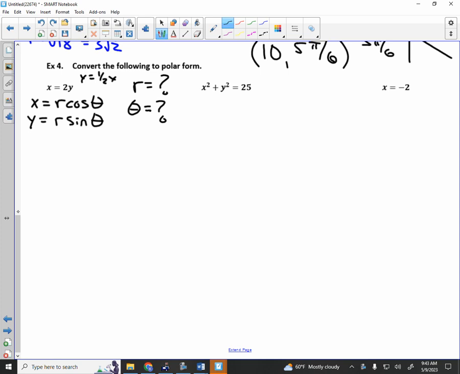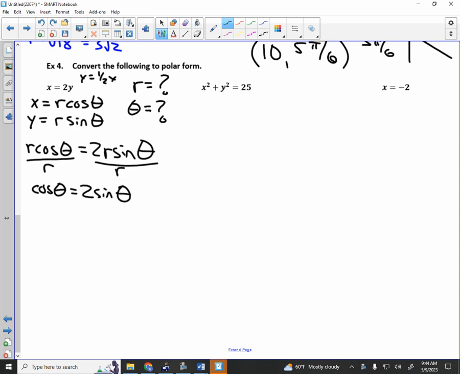If I plug in r cosine of theta, I get r cosine of theta is equal to, I'm sorry, 2 r sine of theta. I just plugged in r cosine for x and r sine for y. Both sides have what variable? r. So I'll divide it off. I get cosine of theta is equal to 2 sine of theta. I want to solve for theta.